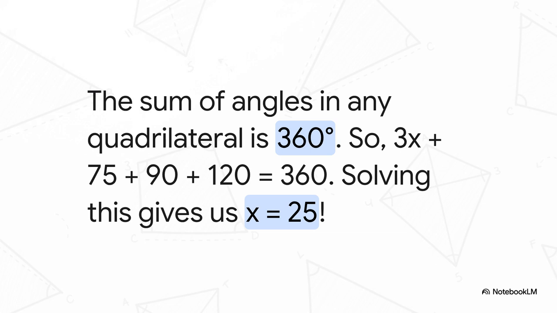And now, check this out. If x is 25, that mystery angle 3x is actually 75 degrees. So the angles are 75, 75, 90, and 120. We have exactly one pair of equal opposite angles. It fits the rule perfectly.